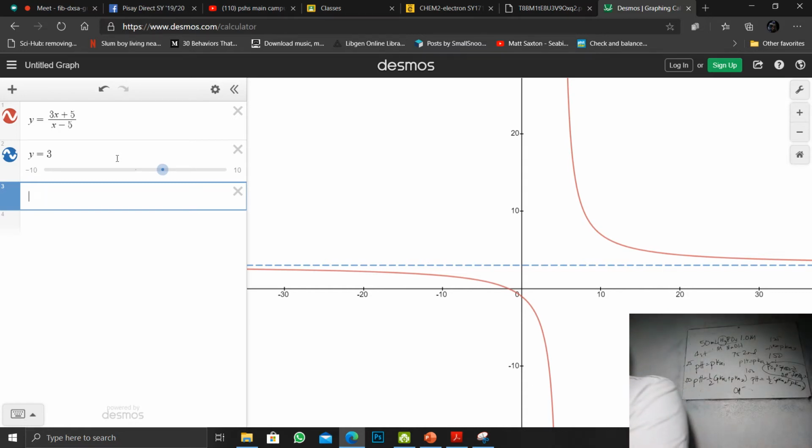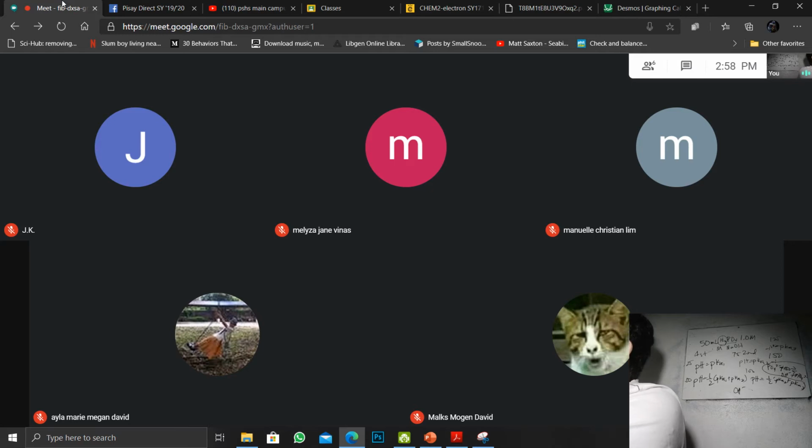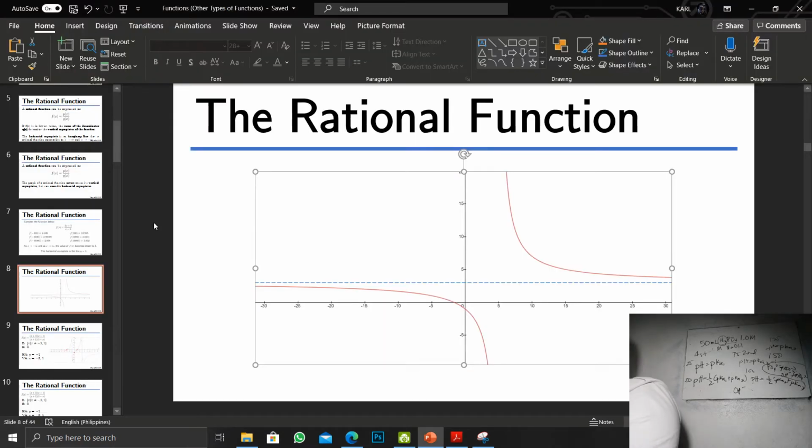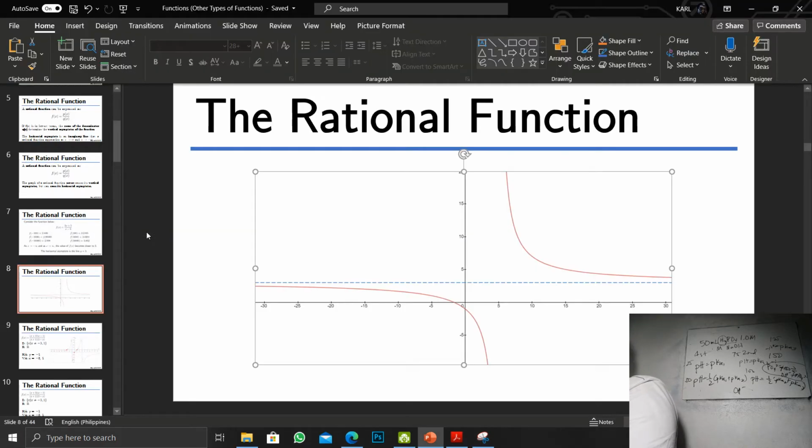Yan. Okay, sige, go. You're doing great. Bilis ah. Sige, go. Tama ng pre, binigay ko sa inyo. Okay. Hindi siya kasing hirap nung last time. Equals 5.